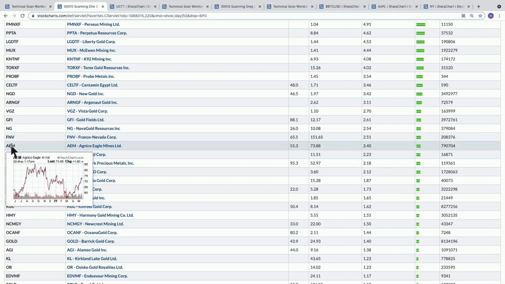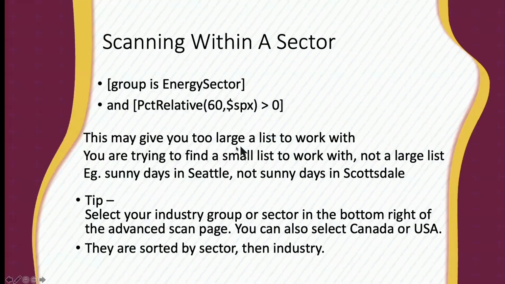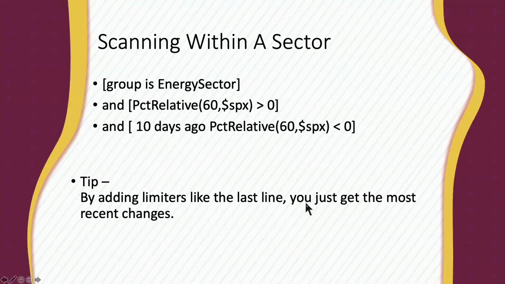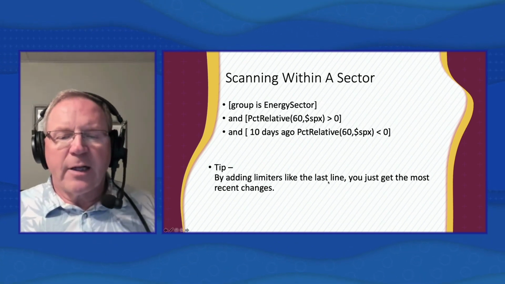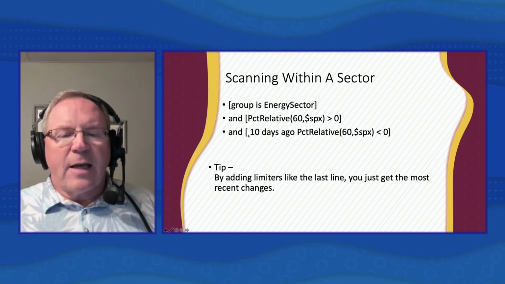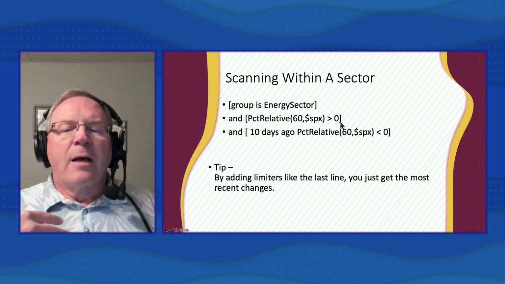Or Agnico Eagle. As you look at the charts, you can get an idea what you want. Now, the whole gold sector has started to outperform, but one of the problems we have is we're getting a pretty long list. So what we probably want to know, there's 2 different ways to think about it. Maybe I want stocks that were underperforming compared to the S&P 500 60 days ago and are now outperforming. So by adding limiters like this last line, it just says, and 10 days ago, this was underperforming, and now it's outperforming. So we can get that change.